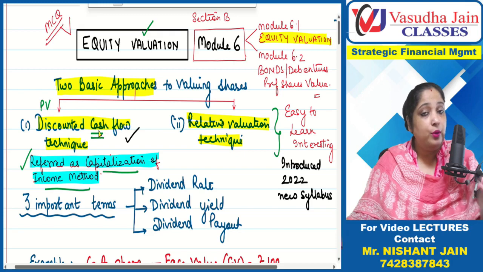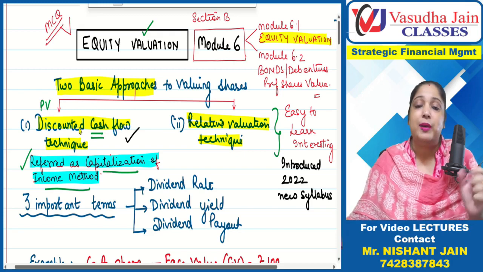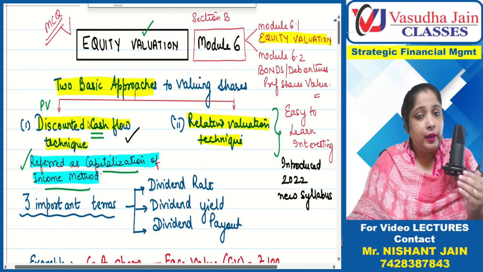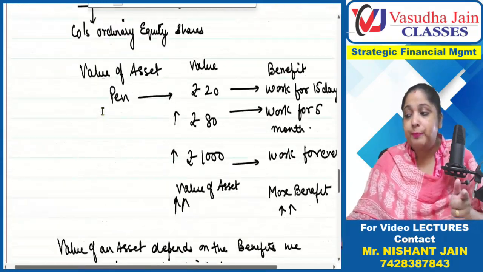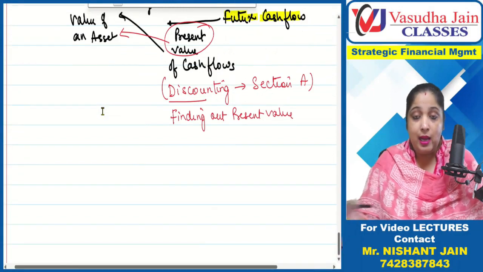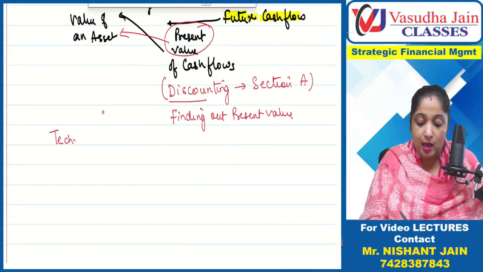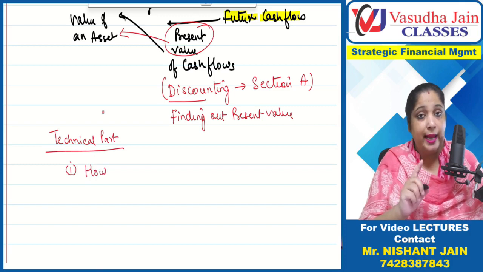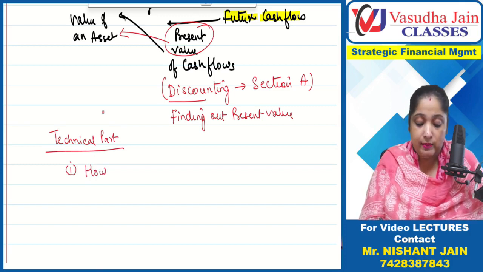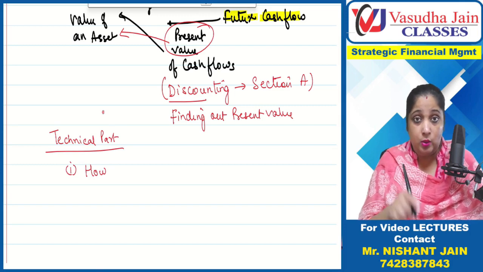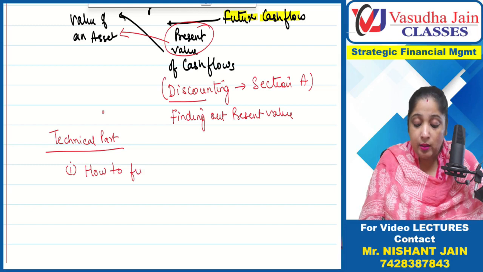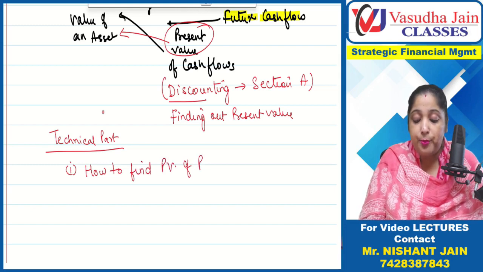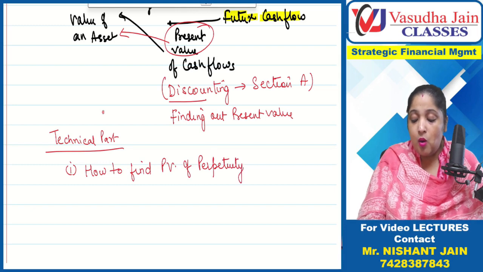Whatever cash flows you will get in future from shares, you just have to discount them and find out their present value. So is it tricky or not? Not at all tricky. Why? Only two technical parts you have to understand. What technical parts? Even though I have explained in the basic concepts of capital budgeting, I am going to explain it again because it is very relevant here. How to find the present value of perpetuity, or let me say cash flows forever.